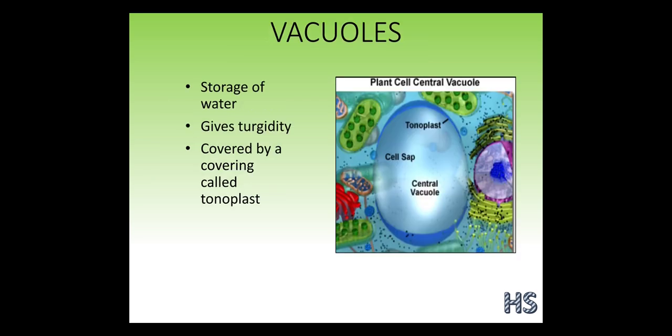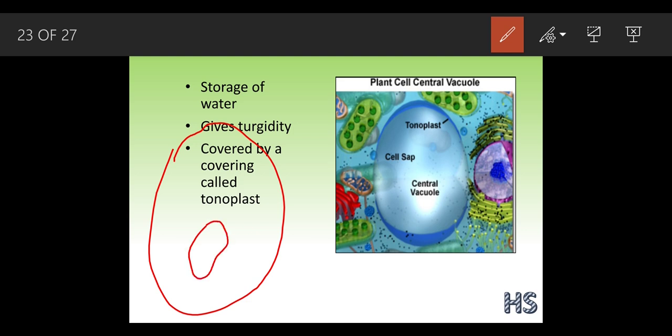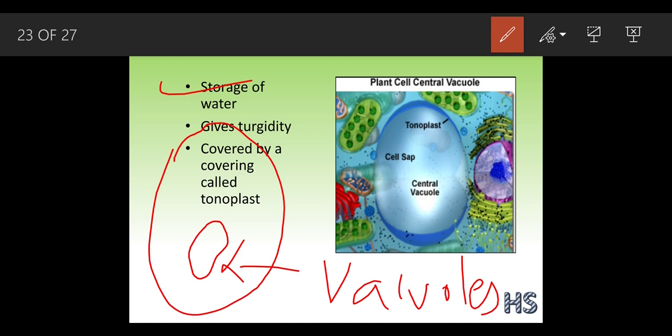Now we are going to talk about the vacuole. Suppose there is a cell, okay, this is called a vacuole. The function of this vacuole is for the storage of water. Because of this it gets turgidity.